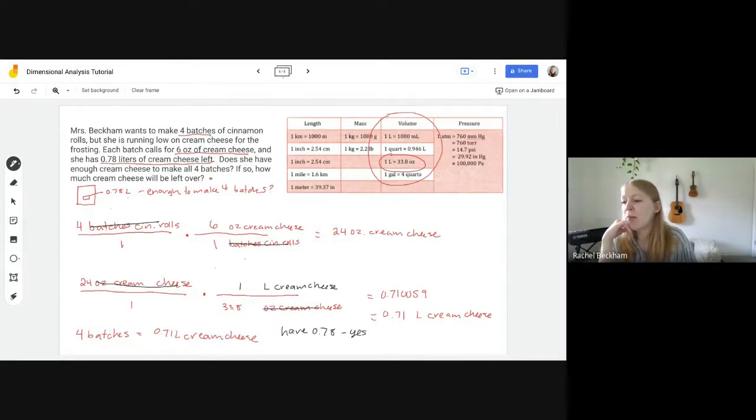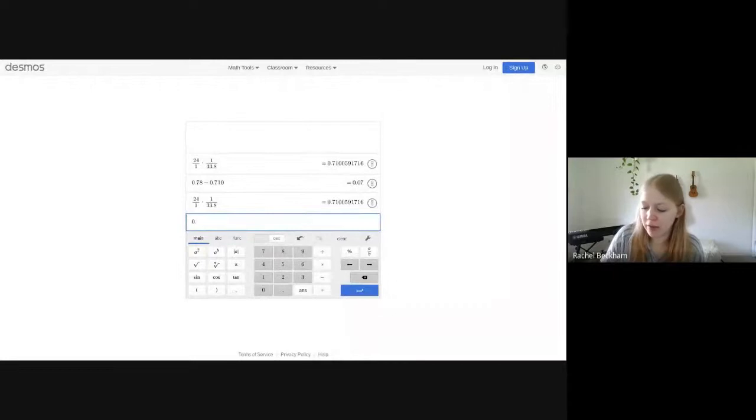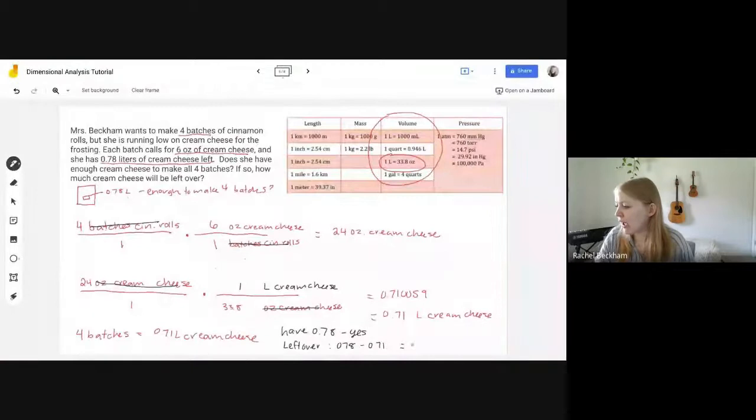To figure out how much will be left over, we just need to subtract. So if I have 0.78 and I use up 0.71, how much am I going to have left over? So we're going to just do 0.78 minus 0.71, which we can just do here if we want to be sure. And I'm getting 0.07. So I'm going to go back over here and write that down. 0.07 is how much I have left over.